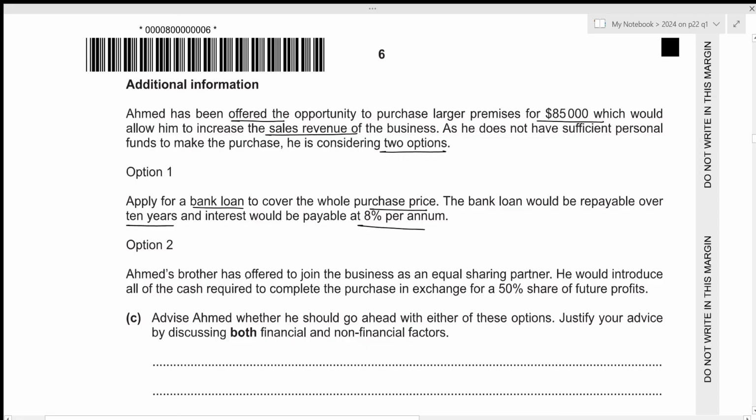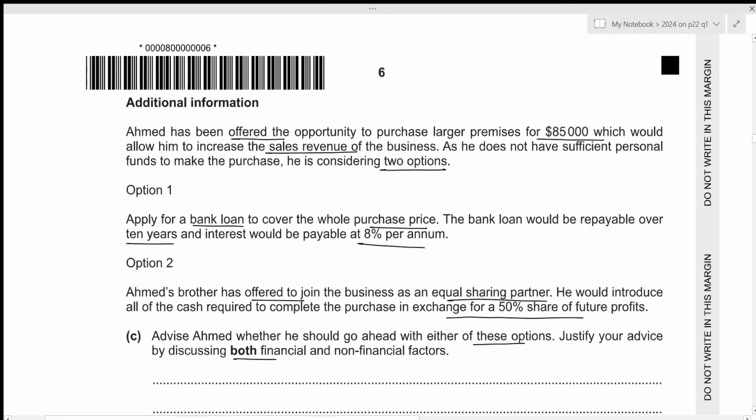Option 2 is Ahmed's brother has offered to join the business as an equal sharing partner. He would introduce all of the cash required to complete the purchase in exchange for a 50% share of future profits. We need to advise Ahmed whether he should go ahead with either of these options. Justify your advice by discussing both financial and the non-financial factors. And this is of 7 marks.